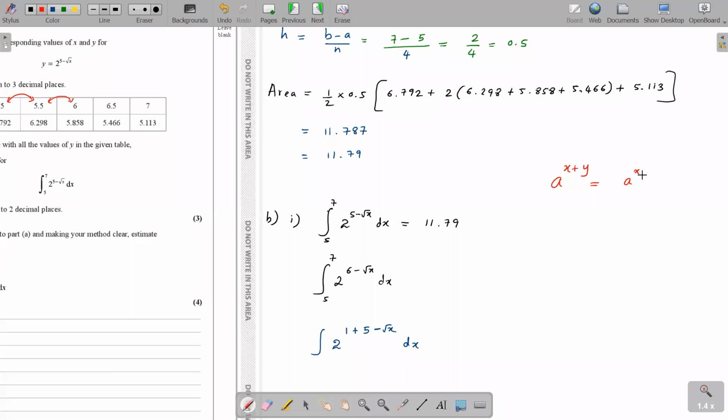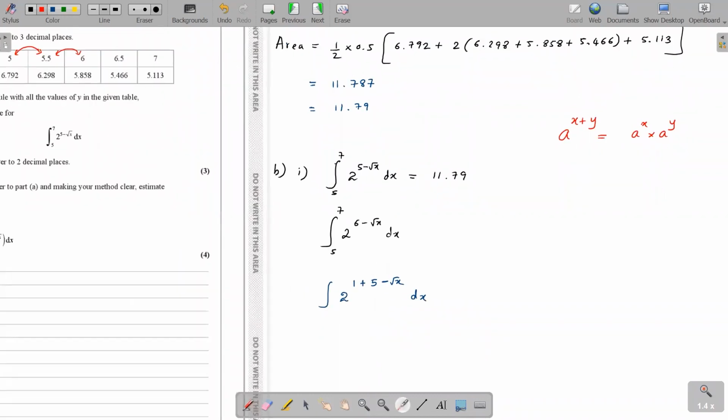It means it's a to the power x multiplied by a to the power y, isn't it? So this is the rule for a to the power x plus y. So using this strategy, can't I break this 2 to the power 1 plus 5 minus root x? We'll break it in the way we want, because I want to create the integration I have in part A. In part A, I have the integration of 2 to the power 5 minus root x.